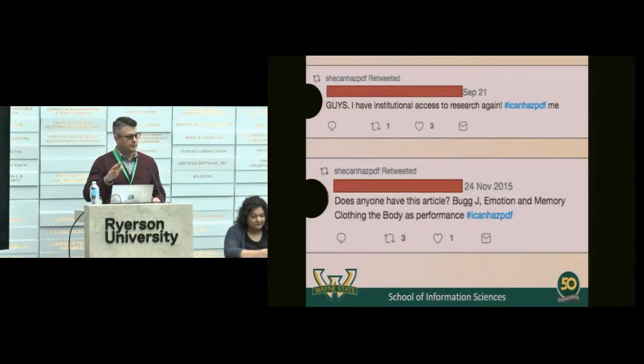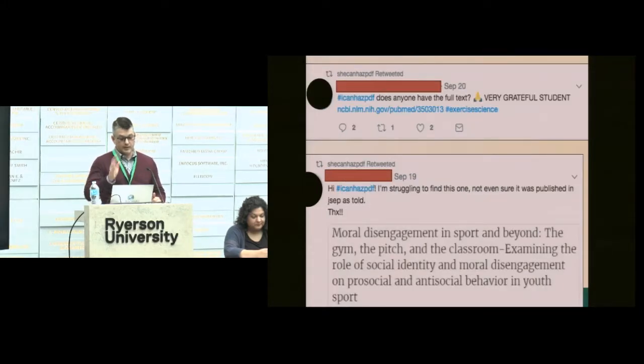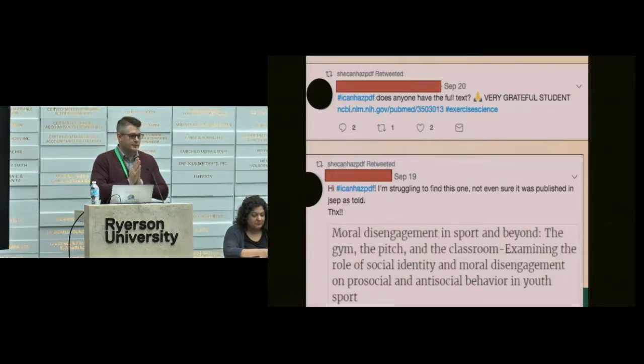Next is a very typical tweet that you would see: "Does anyone have this article?" And then author name and title with the hashtag. Next, "I can has PDF. Does anyone have the full text?" with a begging icon, "very grateful student." So they're framing this like, oh, I'm a poor student, please send me this article, I need it very badly.